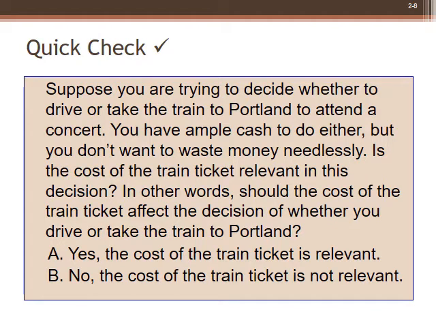So I have pasted a quick check here. I just want you to pause the video here and find out whether the answer is A or B, and I'm going to repeat it after. Once you read out the question, pick a relevant option.